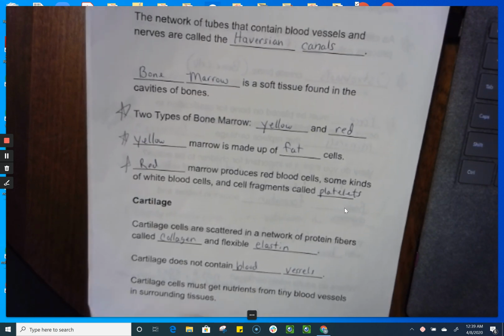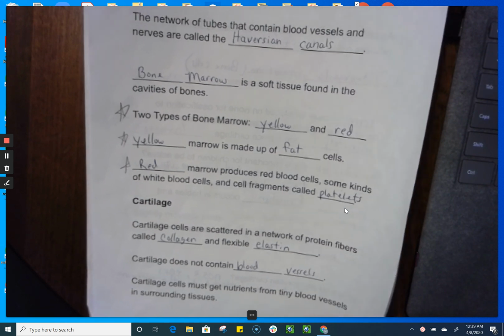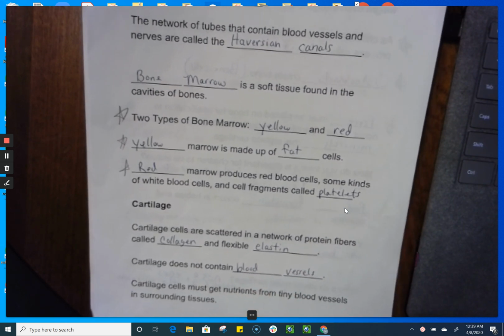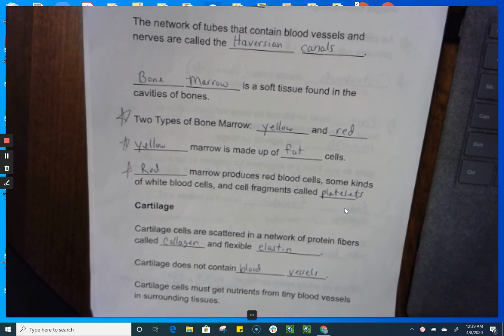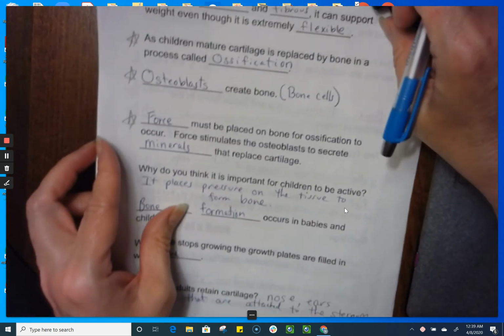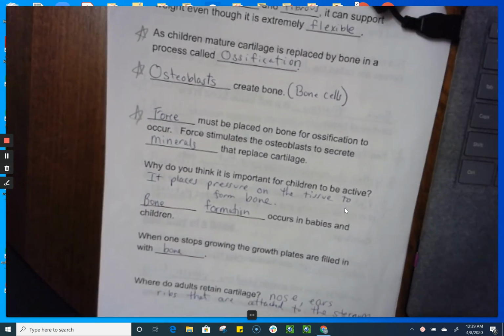The cartilage cells are scattered in a network of protein fibers called collagen and flexible elastin. Cartilage does not contain blood vessels, and cartilage cells must get nutrients from tiny blood vessels in surrounding tissues. Cartilage helps to attach bone to bone or certain muscles to bone. And also cartilage is found like at the tip of your nose, and it's also between your ribs and your sternum. It helps to attach there. It's the flexible portion.